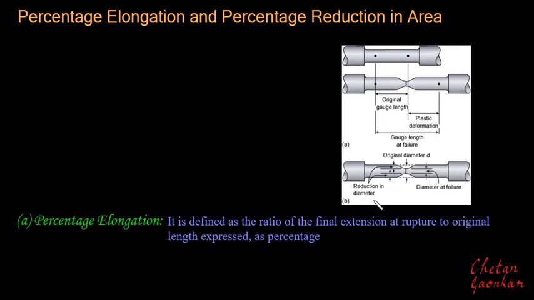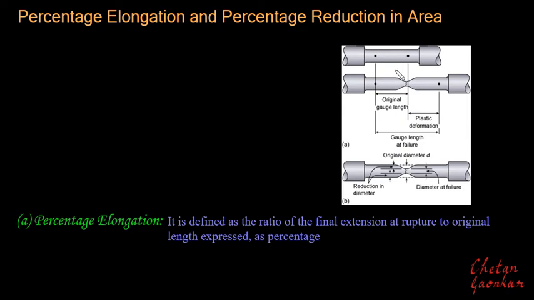After performing this experiment on the universal testing machine to obtain the stress strain relation of any material, we will often be interested in finding these two things, right? The first one is percentage elongation, and the second one is percentage reduction in area. So let us see one by one what we mean by percentage elongation and what we mean by percentage reduction in area.